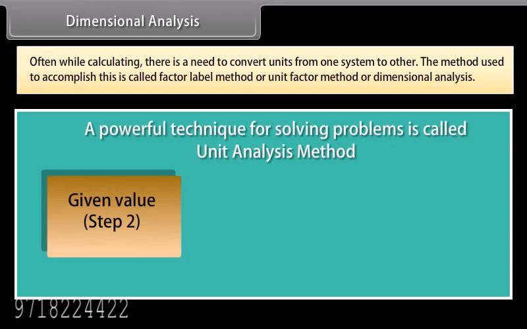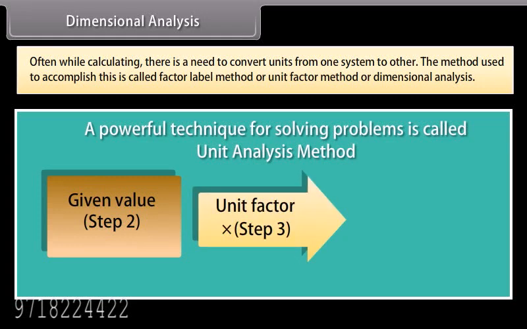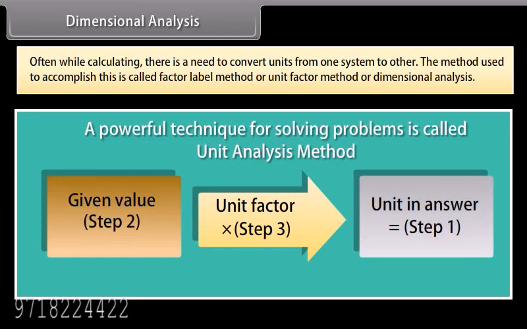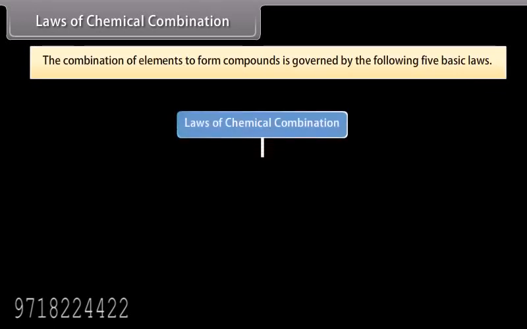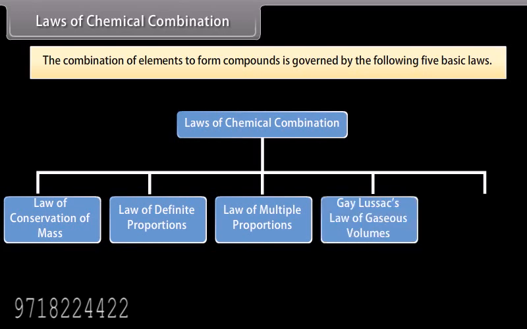Dimensional analysis. Often while calculating, there is a need to convert units from one system to another. The method used to accomplish this is called factor label method or unit factor method or dimensional analysis. Laws of chemical combination. The combination of elements to form compounds is governed by the following 5 basic laws.